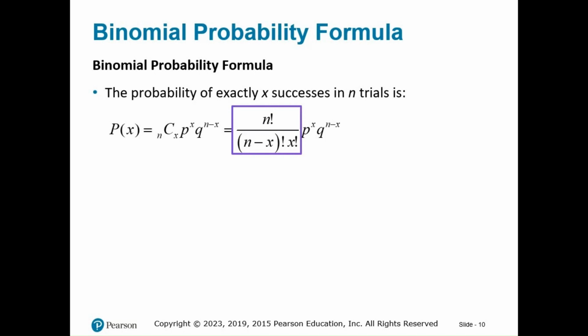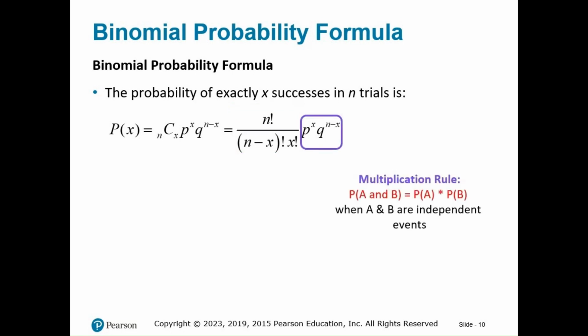Now, why are we using combination and not permutation, you might ask? Because the order doesn't matter. In a combination, we're concerned with how many successes we have, not with whether the first and third trials were successful. So we definitely want to use combination here. Then we have the successes, p to the x, and the failures, q to the n minus x. If you think about it, this looks very similar to something we've worked with before, the multiplication rule. Remember the probability of a and b equals probability of a times probability of b, when a and b are independent events? We saw that before.